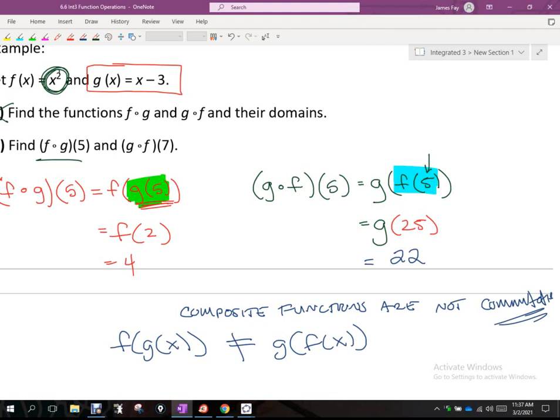I don't care right now about finding their domains. I really don't care too much about finding their algebraic composite function like we did at the beginning. I want you to be able to take 5, plug it into g, get an output, plug that output into f, and get a final outcome.